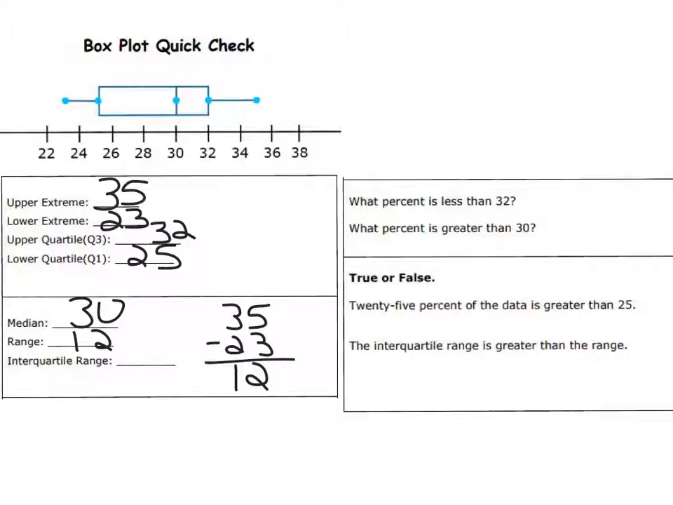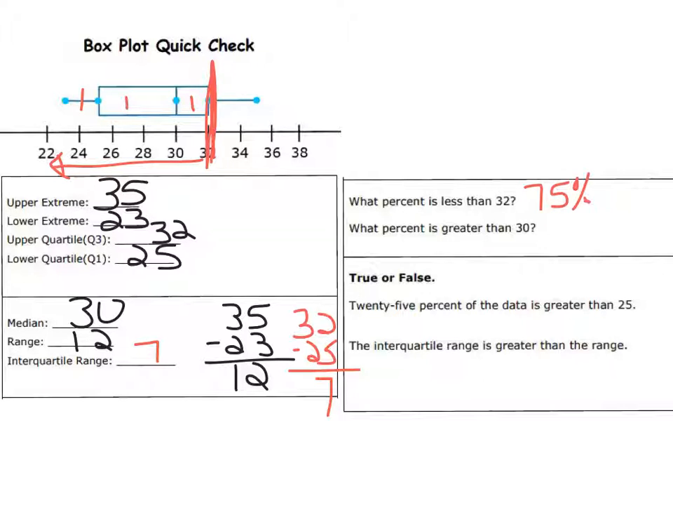What would be your interquartile range? So you subtract the quartiles, right? So 32 minus 25 is going to give you 7. Okay, now that we have that, we could continue on. So what percent is less than 32? So we're going this way. 75, because you have 1, 2, 3 sections, right? So that's 75%. What percent is greater than 30?